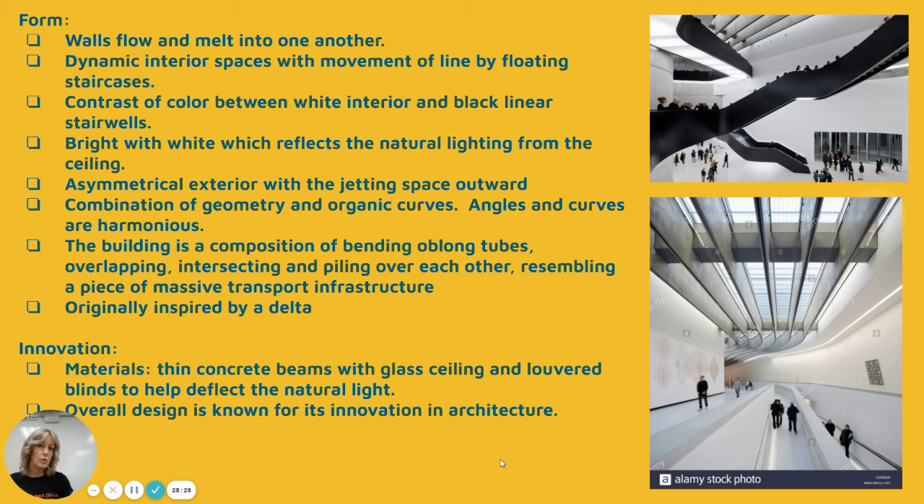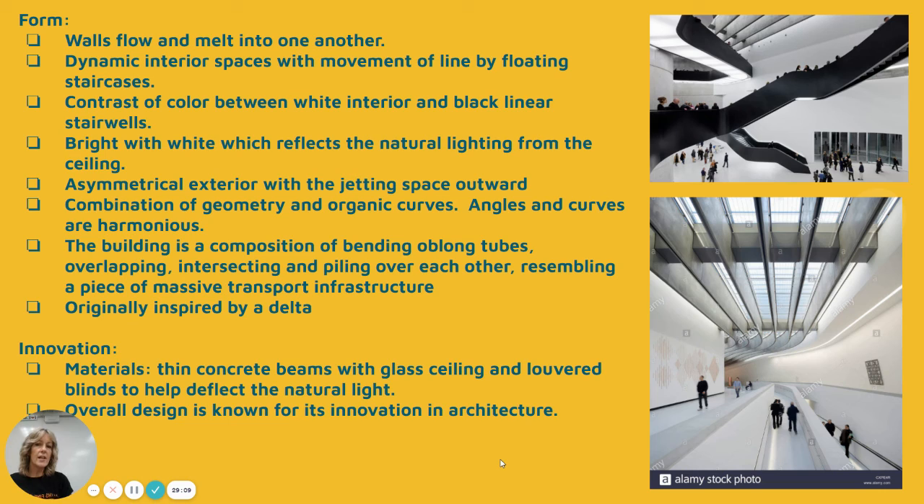It's an asymmetrical exterior that also lends itself to an asymmetrical interior. You have this gorgeous harmonious combination between geometric and organic, because you do have all of these curves and asymmetry. The building is like a composition of oblong tubes that are overlapping, intersecting, piling up on one another. It reminds you of a big massive transport infrastructure, like a subway system or something like that.